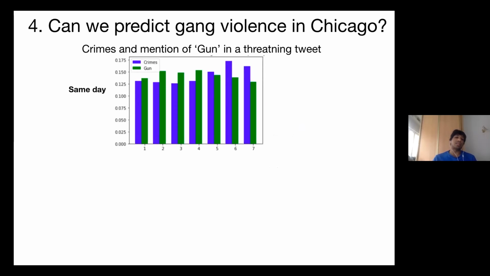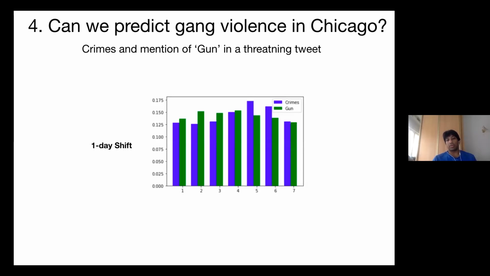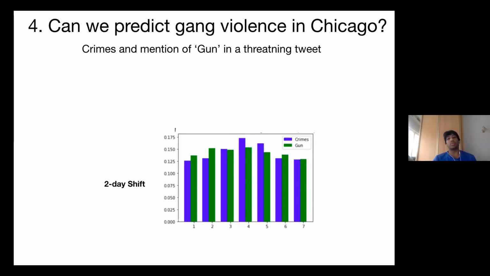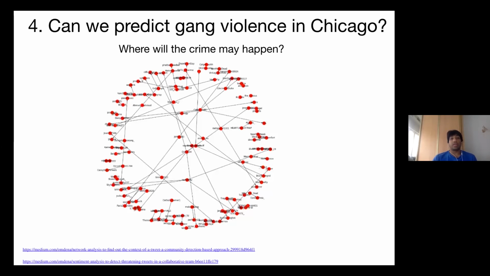When we analyzed the same day, we saw almost no correlation. But with a 1-day shift and a 2-day shift, we saw a correlation. That means gangs are using Twitter to threaten each other, and then in 2 days' time, actual violence happens. That is very useful, because by just analyzing Twitter you can predict that in 2 days' time there is most likely to be higher violence.